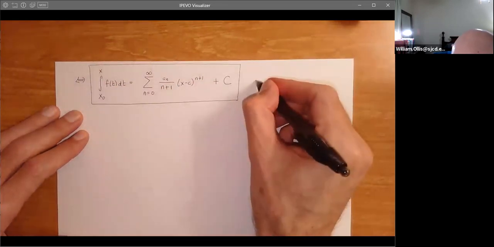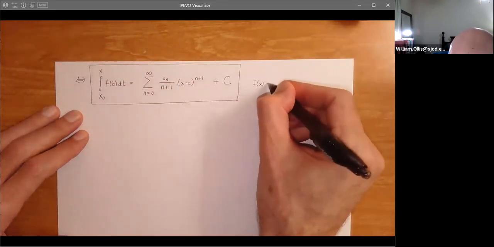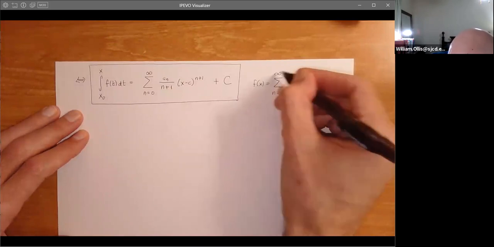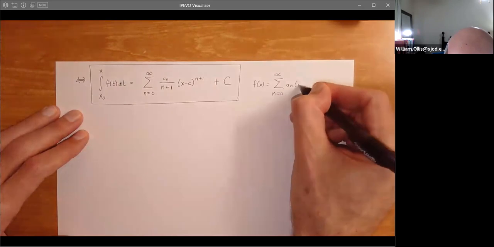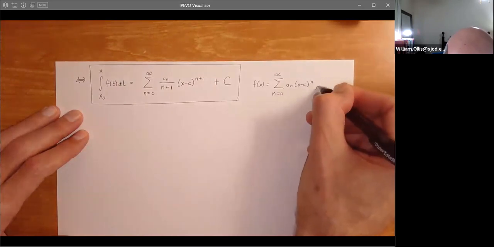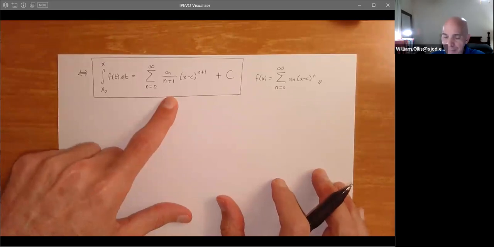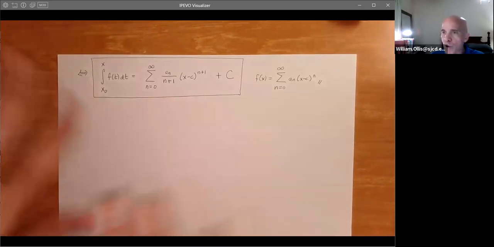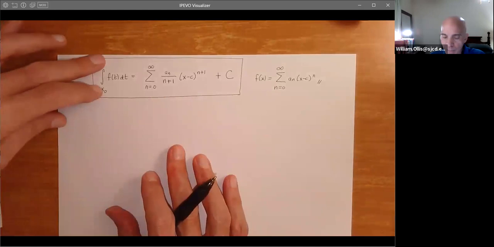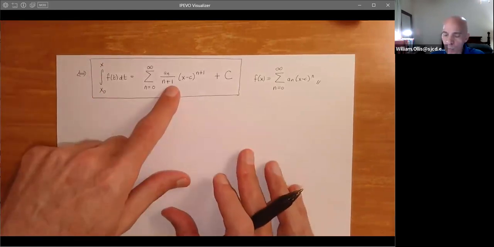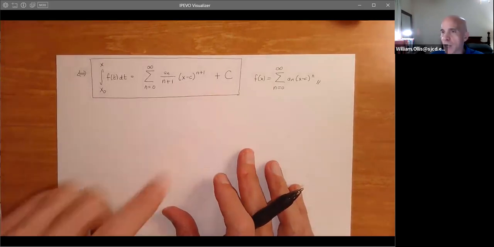And of course, f of x is just the original series, the sum from n equals 0 of a sub n times (x minus c) to the n. So this is exactly what you expected. If you just remove all the other stuff and don't put any limits on the integral, you can just say, oh, well, add 1 to the power, divide by the new power, plus a constant.